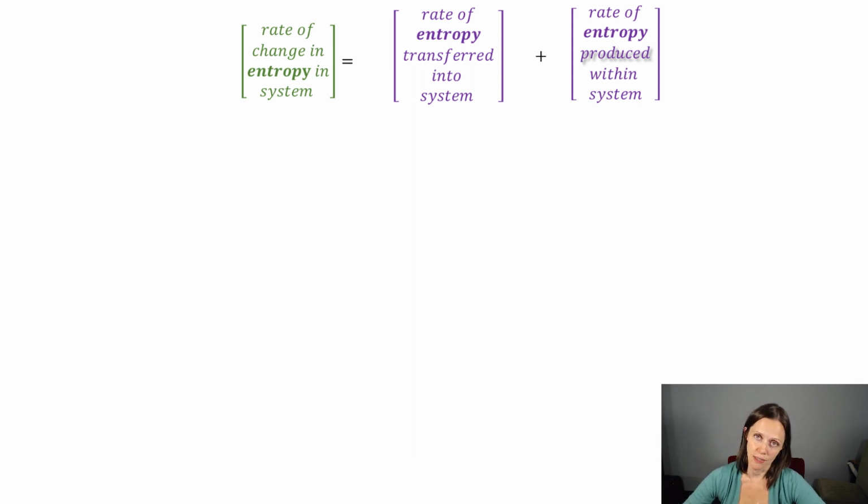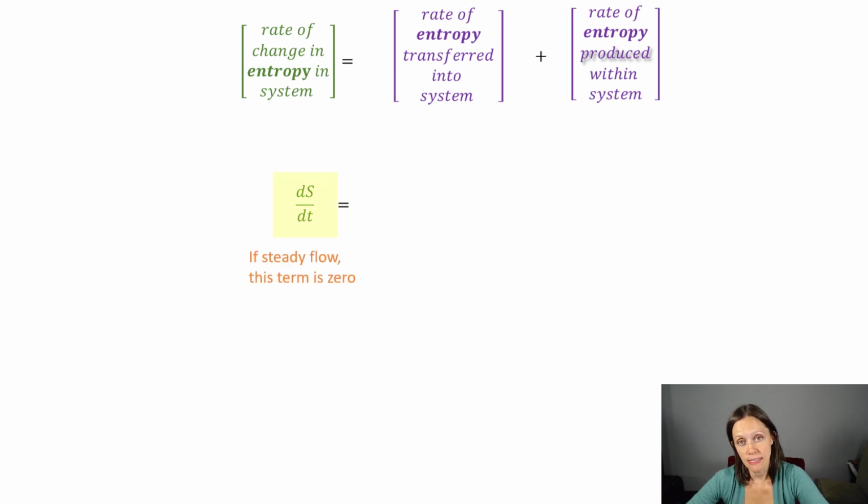We've got mass flow rates, heat transfer rates, power, or work rates. So it's the rate of change in entropy contained within the system equals the net rate of entropy transferred into the system plus the rate of entropy produced within the system. The first part is the rate of change of entropy contained within the system, which would be dS/dt. And if it's a steady flow process, then that term just goes to zero.